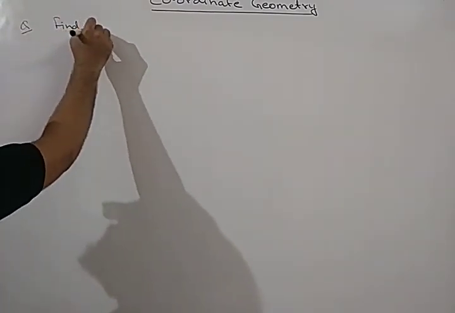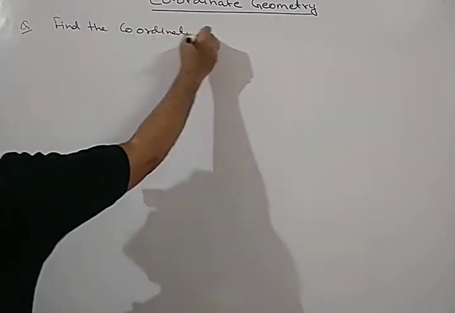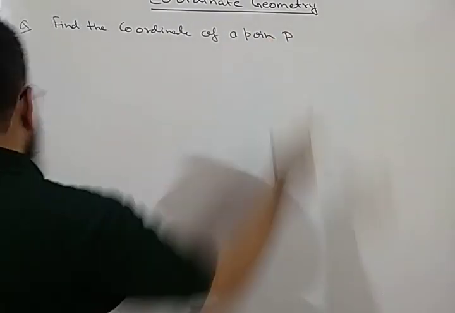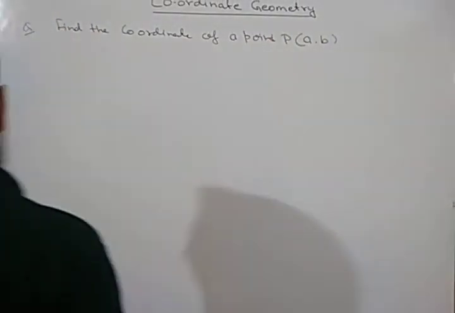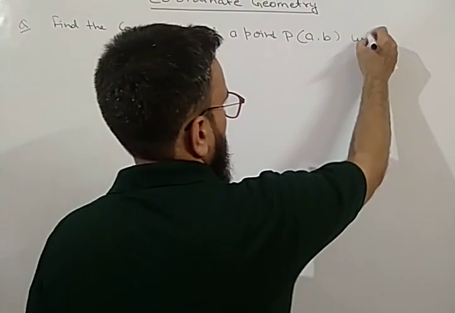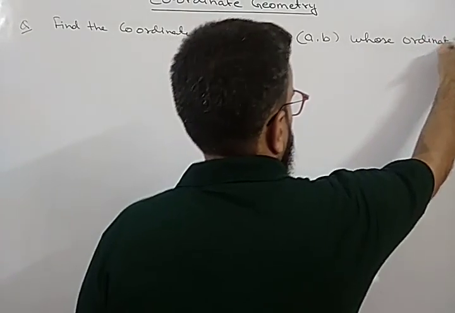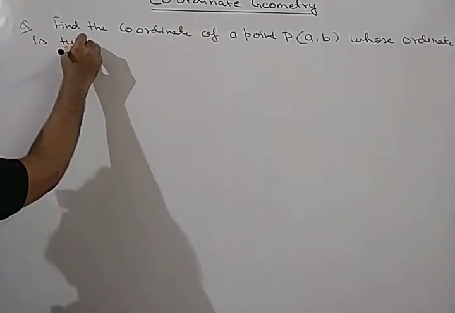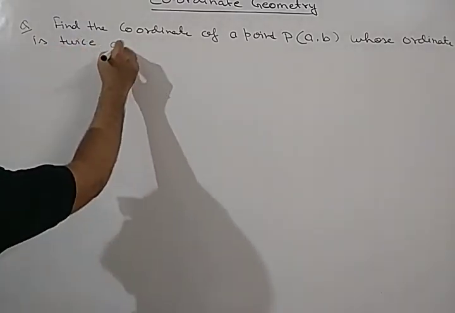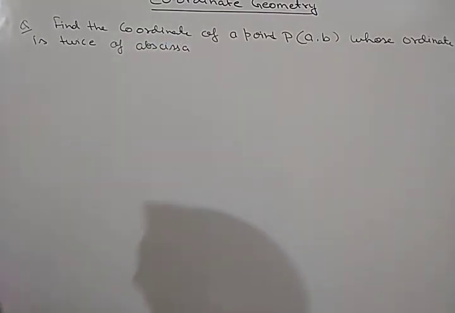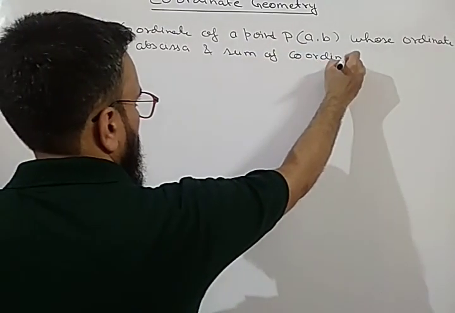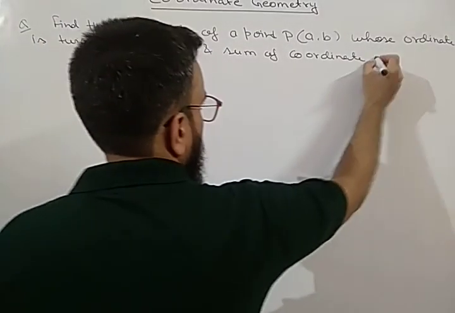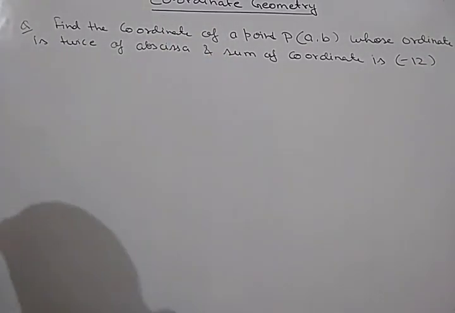Find the coordinate of a point P given by A, B, whose ordinate is twice of abscissa, and sum of coordinate is -12.